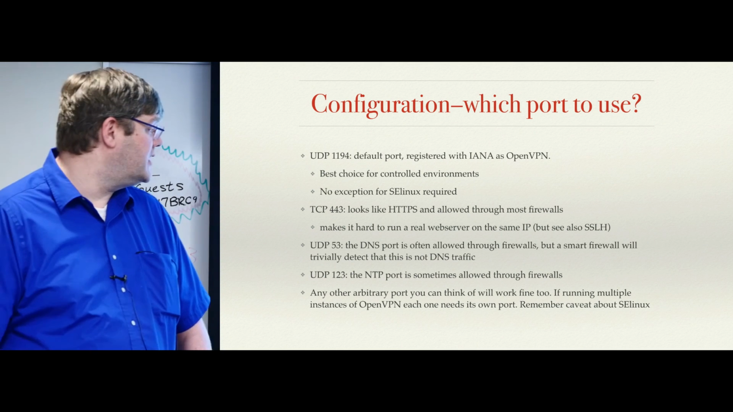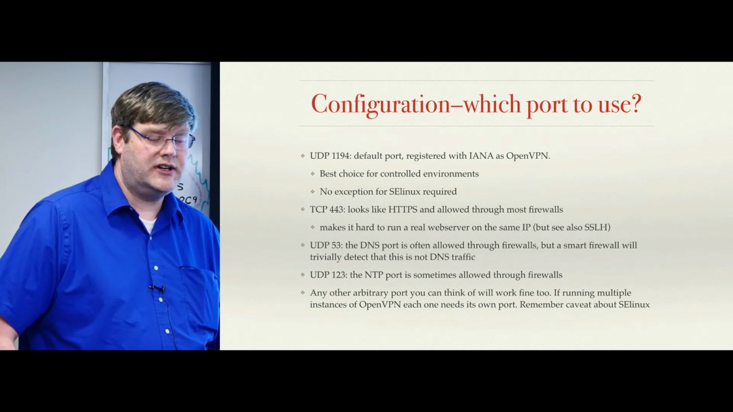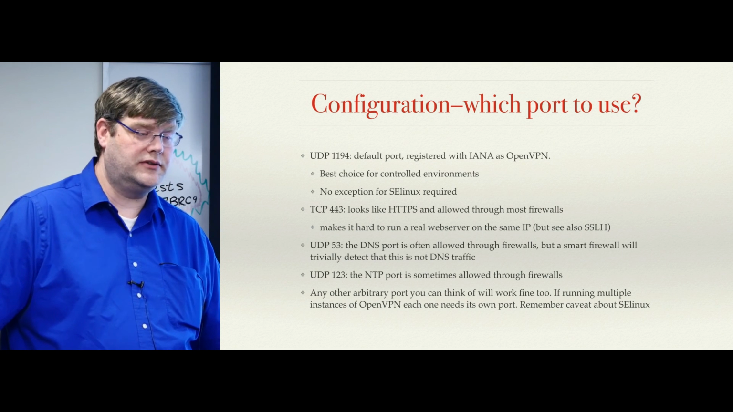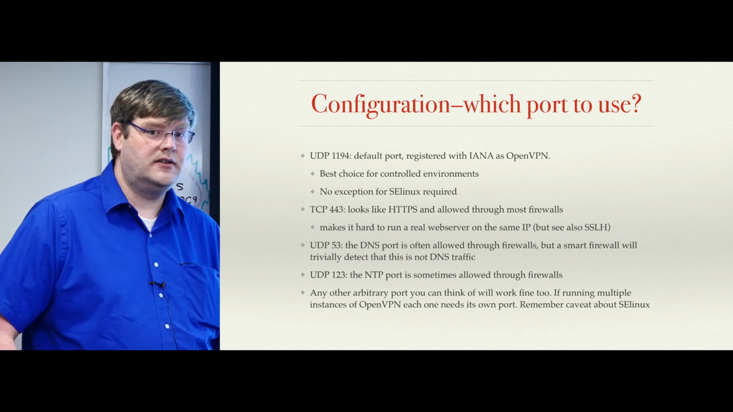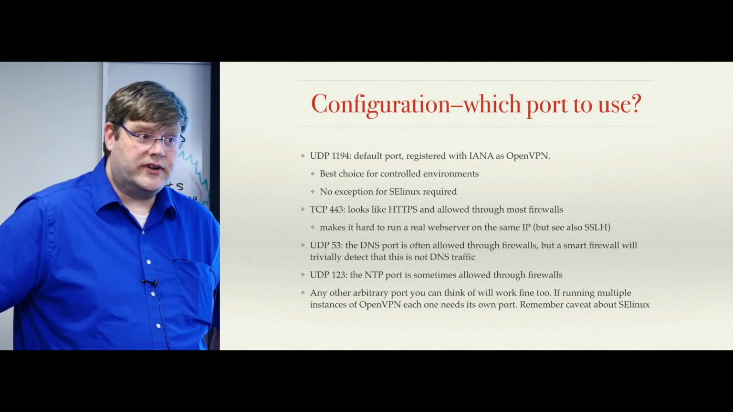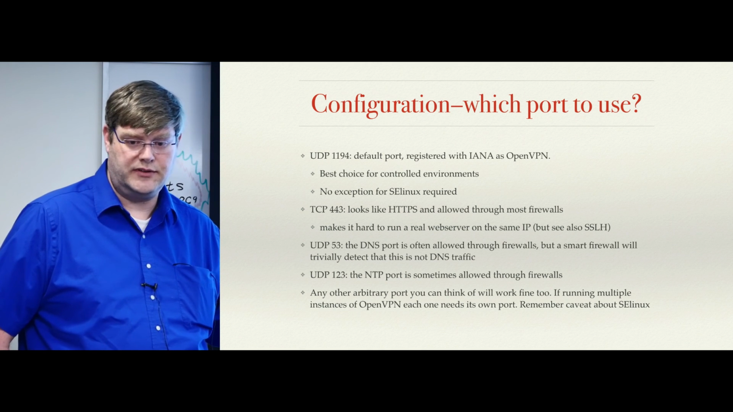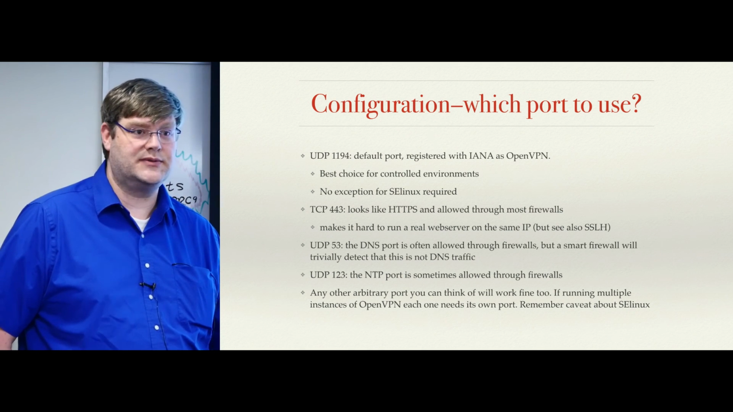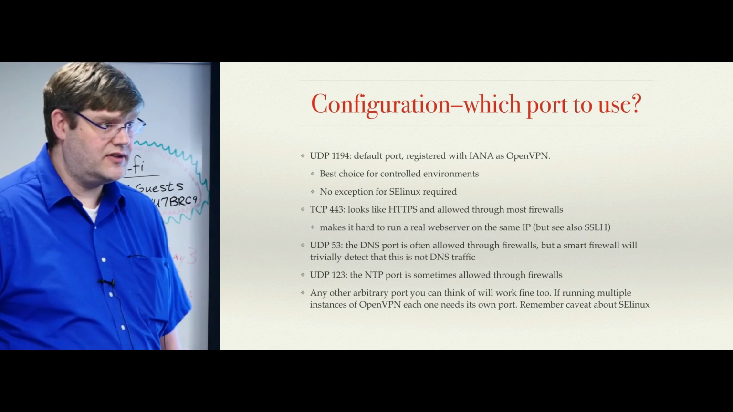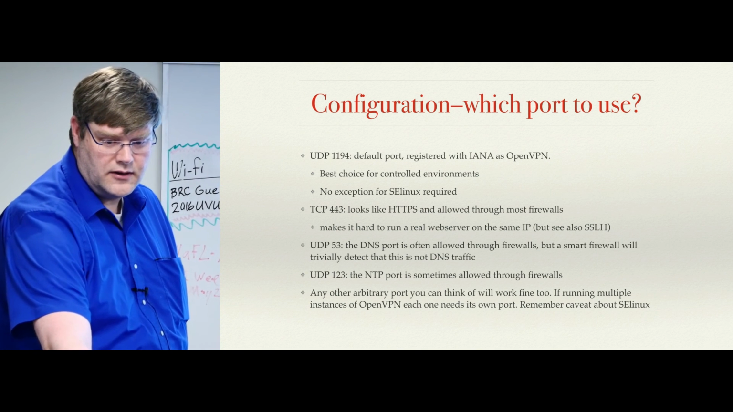Really, though, it doesn't matter. If you want to pick a different port, go for it. Just remember to tell SELinux about it. And if you're running multiple instances of OpenVPN, which it's easy to do, there's no reason you can't, each one gets its own TUN or TAP interface. They are going to need their own port per instance. I've seen places do 1195, 1196, where they just increment or decrement them. But it doesn't matter. Just put it in the config file. Make sure it gets through the firewalls and SELinux, and you're fine.